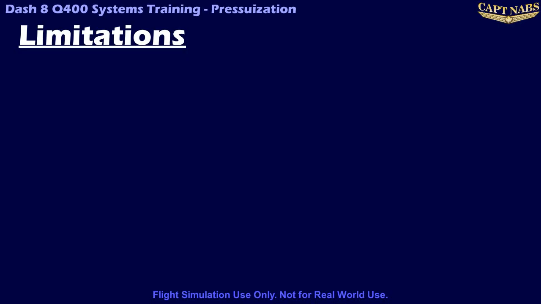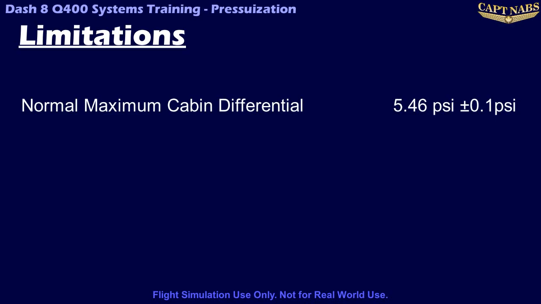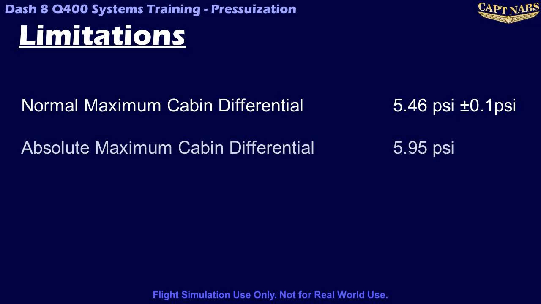The following aircraft limitations apply to the pressurization system. The normal maximum cabin differential pressure is 5.46 psi, plus or minus 0.1 psi. This is the target for the CPC in normal operations at cruise altitude. The absolute maximum cabin differential pressure is 5.95 psi. This is the maximum value before the safety valve opens. Structural failures can begin to occur above this value.